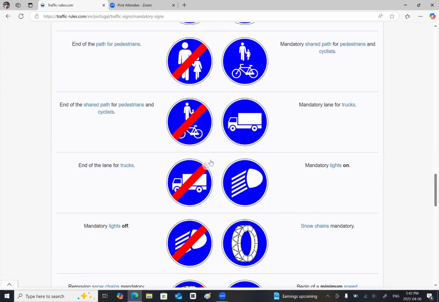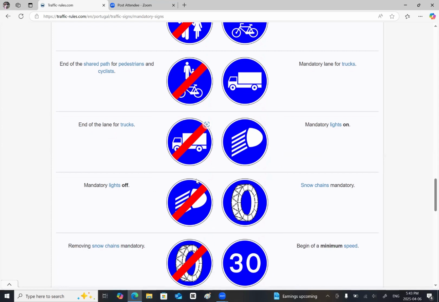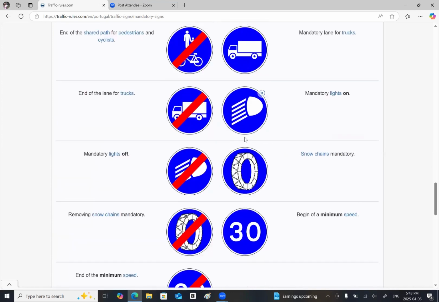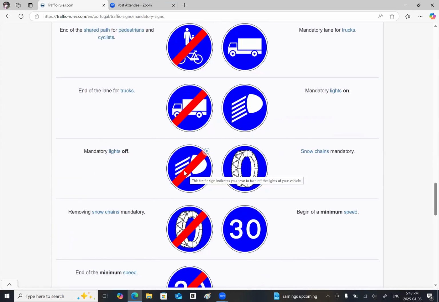The next one, you see the truck inside, right? Mandatory lane for trucks. In that lane, only trucks can drive. No other vehicles, no cyclists, no motorcycles, no cars, right? Same thing, end of the lane for trucks. And you see this means light, especially headlight. Mandatory lights on for this one, okay? And same thing, mandatory lights off.